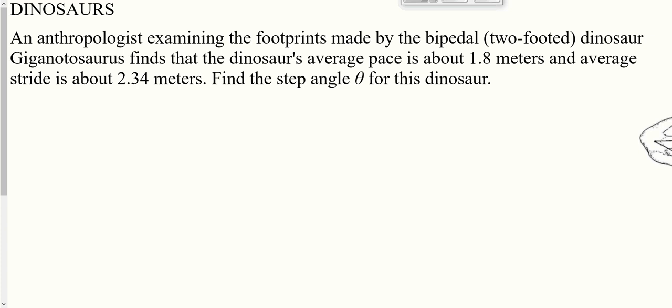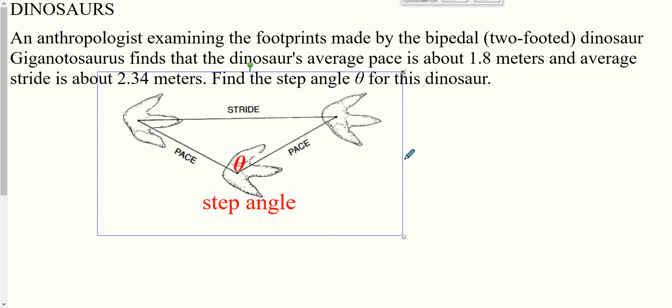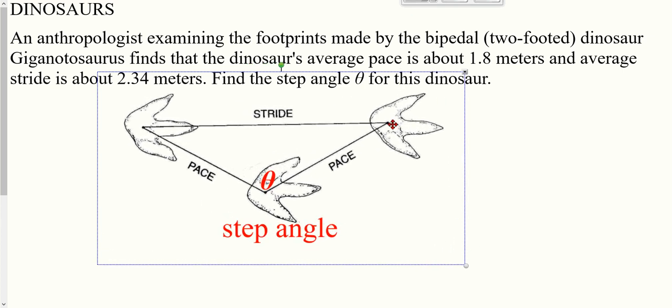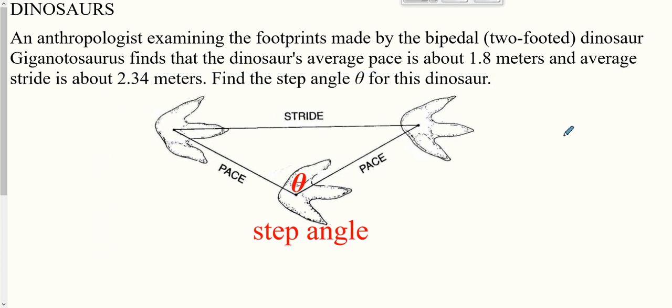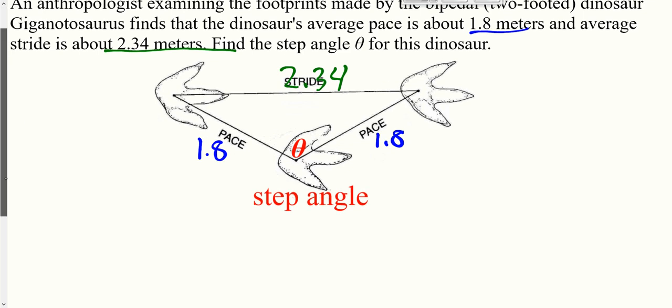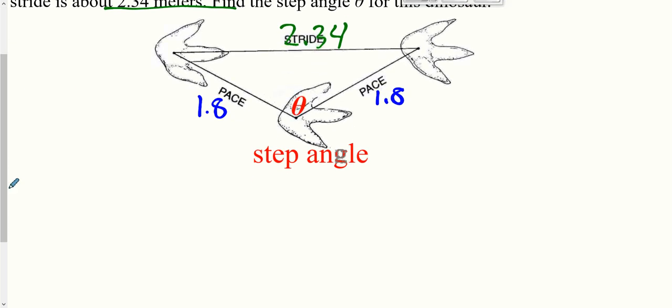So pause and read through this. Now, when you read through this, you have strides and paces. Now, if you didn't know the difference, here's a diagram. We have our pace, which is the distance between the opposite feet as you're walking, and we know that that's 1.8 and 1.8. And then our stride is how far apart one foot moves from one spot to the next step. So we need to find our step angle, which is the angle in between here.